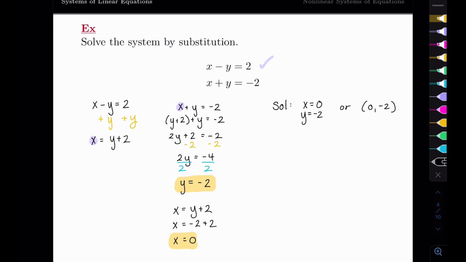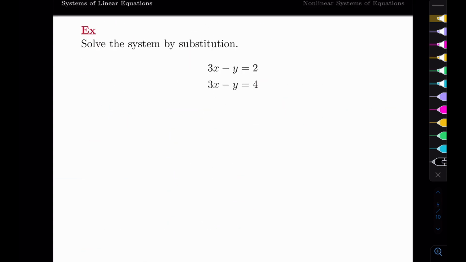Take one equation, solve for one variable, substitute it into the other, solve the resulting equation. Okay. Let's try another one. We're going to use substitution again, and I want to solve this system. And so I want to take one equation and I want to solve it for one variable. So really, they both look similar. I'm going to go ahead and work with this first one.